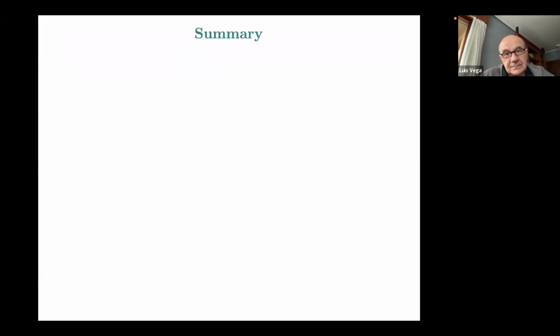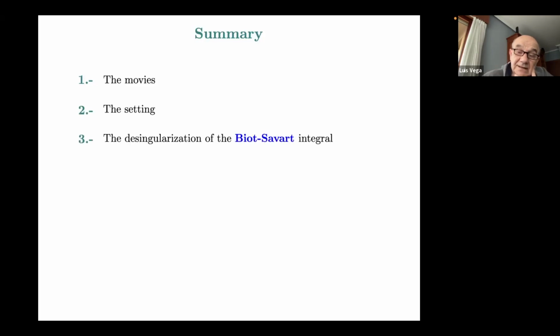Okay, so the summary is more or less as follows. First I will show you some movies to clarify the kind of things I am interested in. Then I will fix the mathematical setting and give the results, in particular what we call the desingularization of the Biot-Savart integral. And then, of course, in this process, what is called the localized induction approximation of this singular integral, which geometrically is also understood as the binormal flow of curves in 3D.